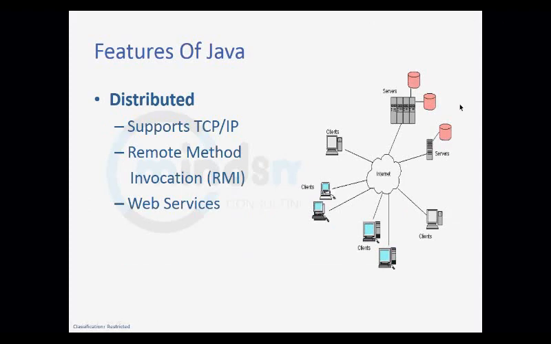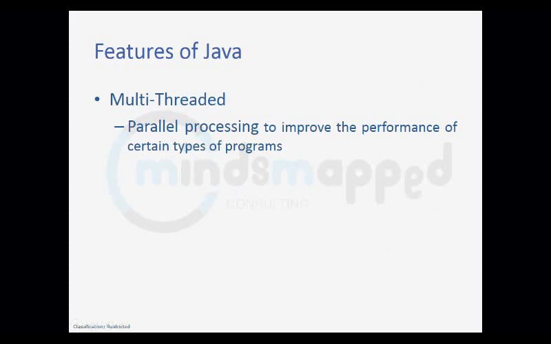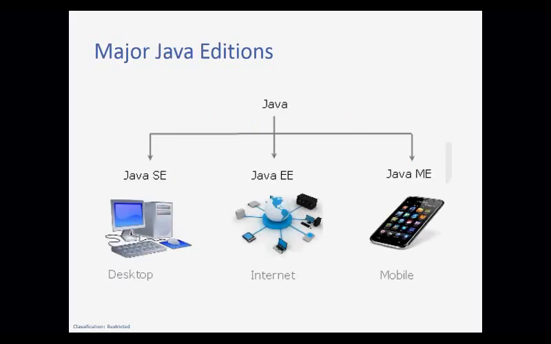And apart from that, it is distributed as well, which means that if we are programming for the internet, that program has to interact with clients and it also has to interact with servers. So there are certain technologies that we look at later within Java that help your code to be distributed and to run in multiple places as well. Okay. Then, as I said earlier, it also supports multi-threaded programming or parallel processing.